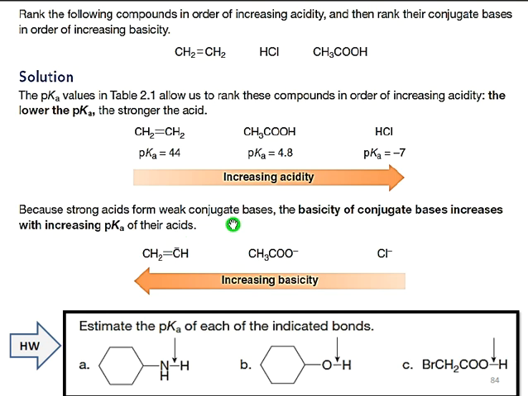Also, we have a negative charge on the double bond. It will not be stable. That means basicity increases from right to left. Okay, and this is homework: estimate the pKa of each of the indicated bonds.